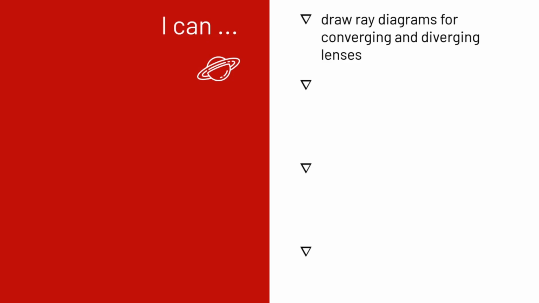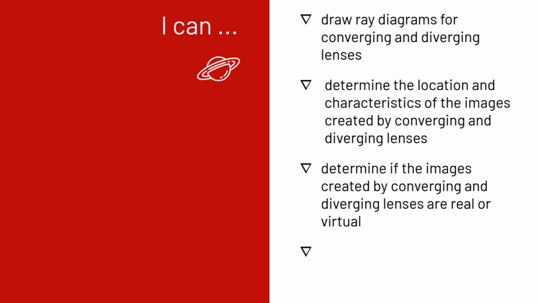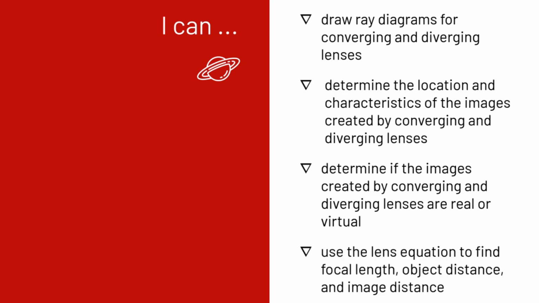Success criteria for this lesson are, I can draw ray diagrams for converging and diverging lenses. I can determine the location and characteristics of the images created by converging and diverging lenses. I can determine if the images created by converging and diverging lenses are real or virtual. And I can use the lens equation to find focal length, object distance, and image distance.